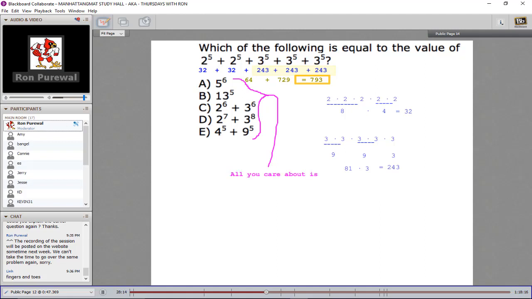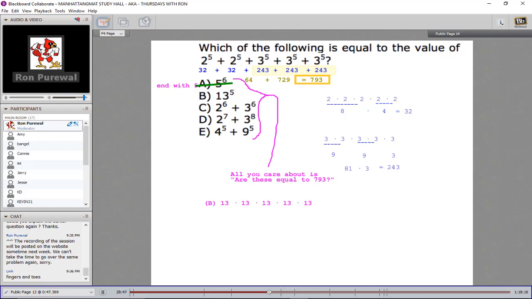Are these equal to 793? I mean, 5 to the 6th is going to be something that ends with a 5. Not to mention it's going to be way too big. 5 times 5 times 5 times 5 all the time is going to just end with a 5. So that's incorrect. 13 to the 5th is choice B. Guys, that's a really big number.